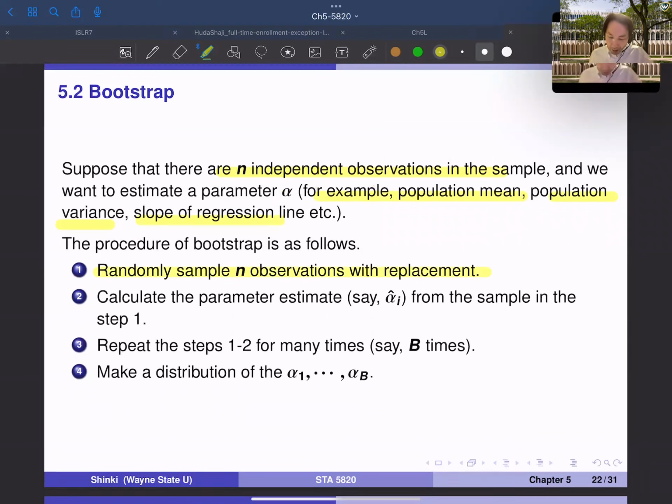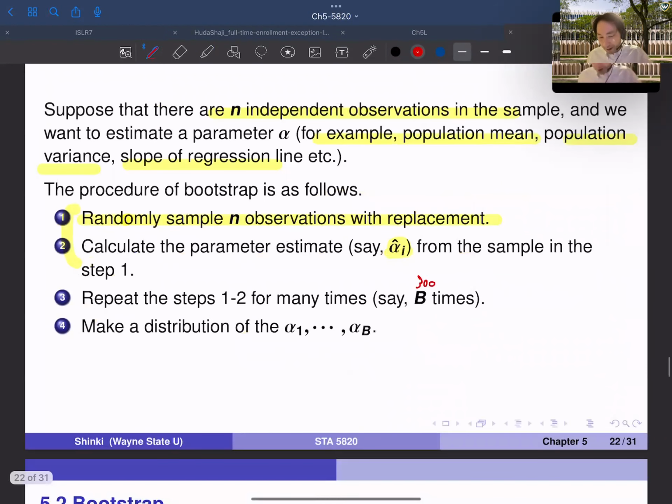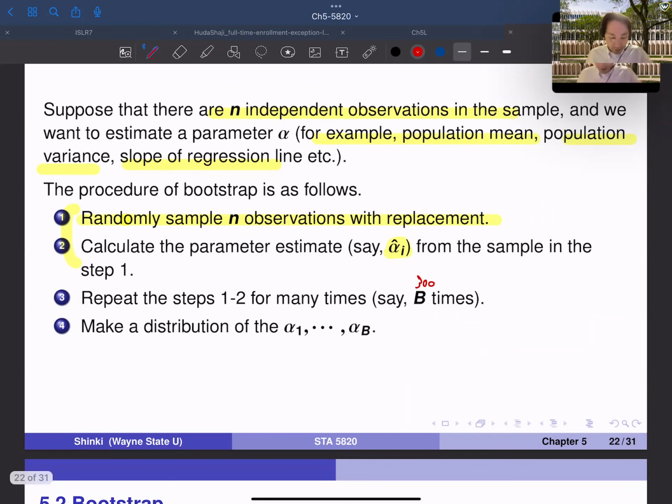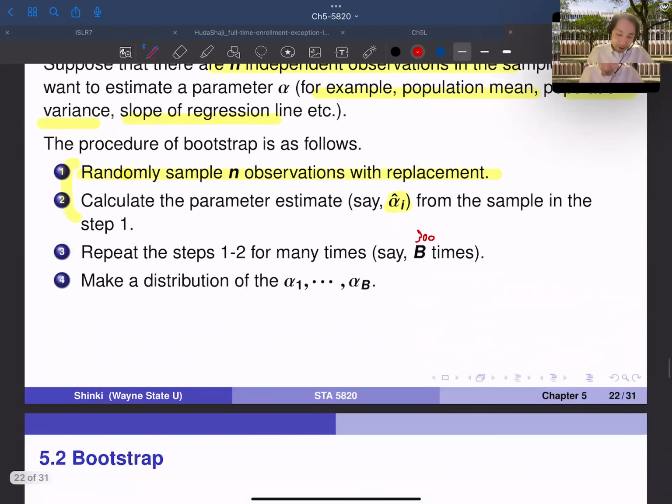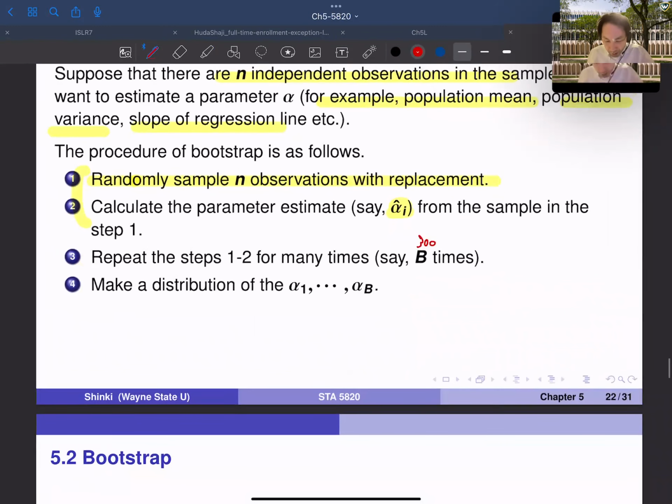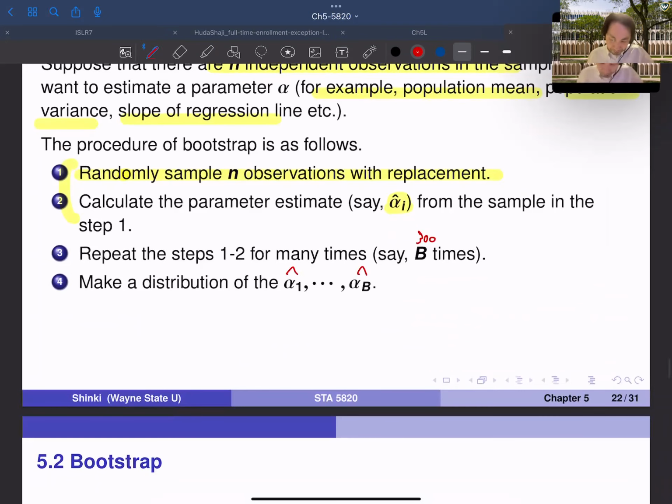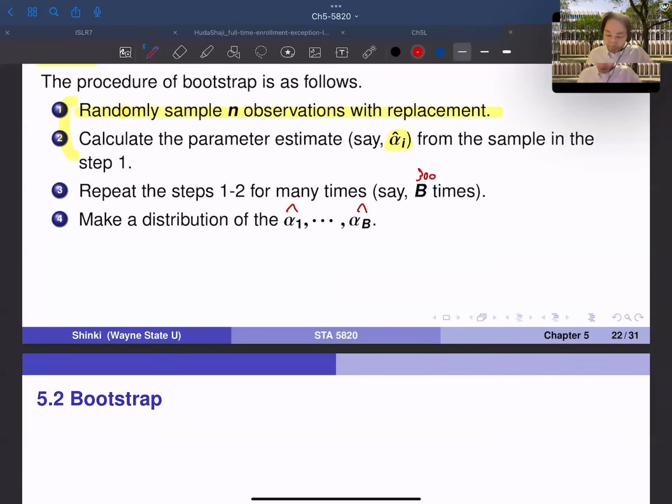And calculate the parameter estimate, say alpha i hat, from the sample in step 1. And we repeat this many times. Not that many times, though. When I was a graduate student, the professor suggested 300 times. If you have to publish academic papers, then you may go 10,000 times, but not too large a number. But still large. And make a distribution of these estimates, alpha hat. Then we can get the distribution of alpha, so we can see how accurate this is.